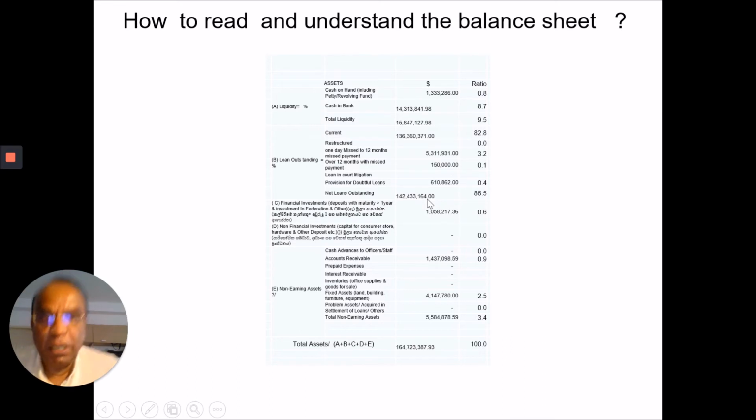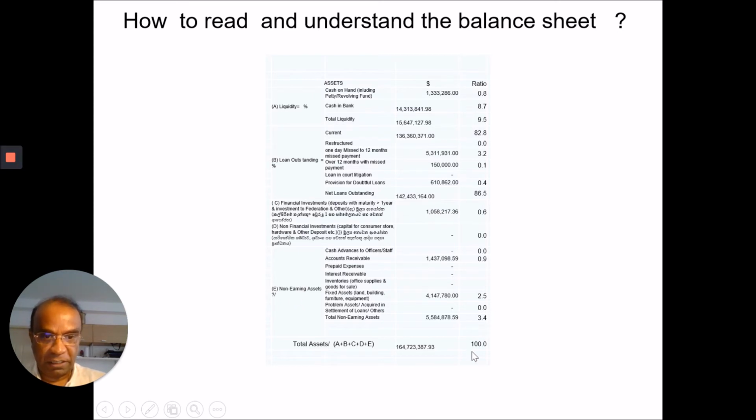The balance sheet has two components. One is assets, one is liabilities. Within liabilities, there are two components: liability and equity. For assets, we have liquidity assets, our main business loans outstanding, another one is financial investment, and non-earning assets.